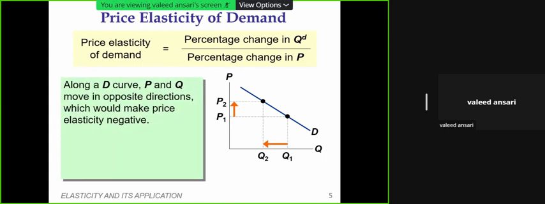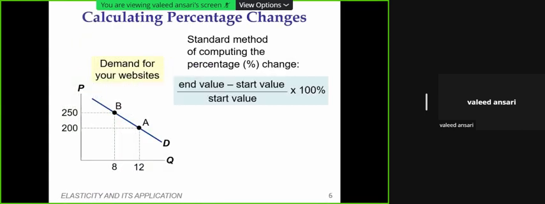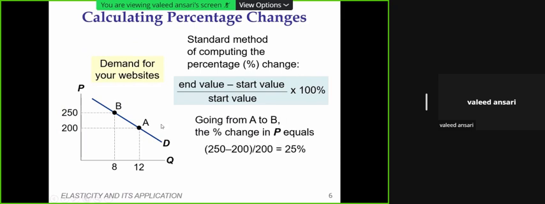If you look at the demand curve, this is a point I have already explained to you: if you are moving up, this is a positive movement and this is a negative movement. So naturally, when you are calculating the elasticity, it will be negative. This is the same thing which I have already explained to you.